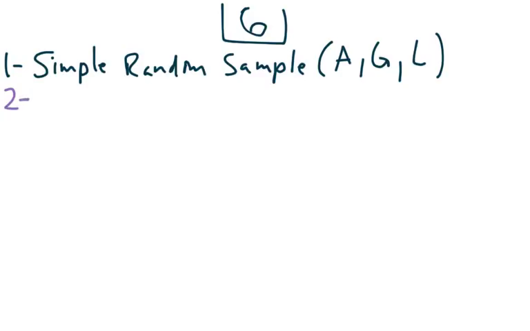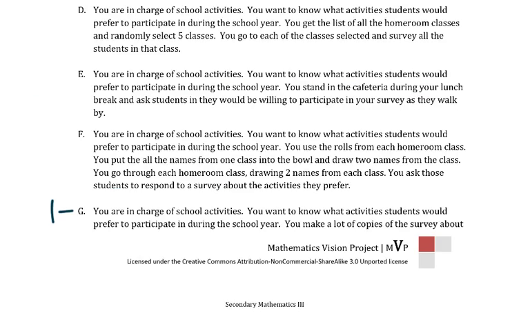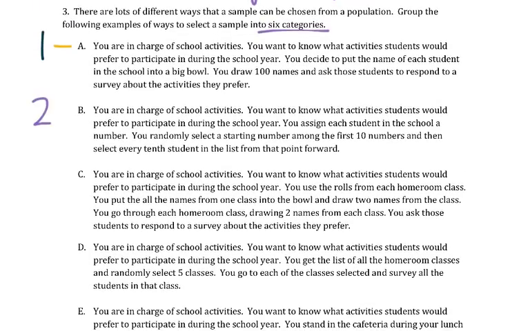Our number 2 is called a systematic random sample, and these ones are B, K, and M. So let's take a look back at these ones. Oops, too far. So B. This is group 2. You are in charge of school activities. You want to know what activities students would prefer to participate in during the school year. You assign each student in the school a number. You randomly select a starting number among the first 10 numbers and then select every 10th student in the list from that point forward. So this one, there's a more systematic approach to it.